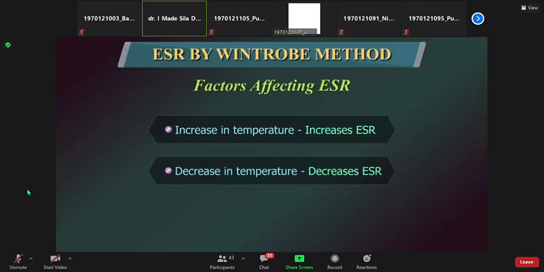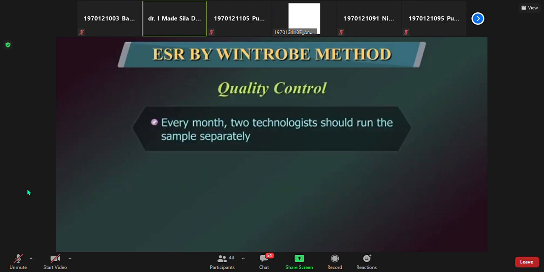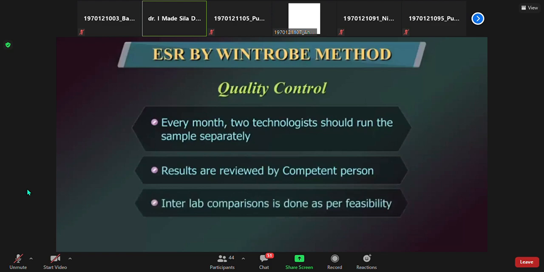Each month, two technologists sample separately and results should be reviewed. Interlab comparisons can be done.